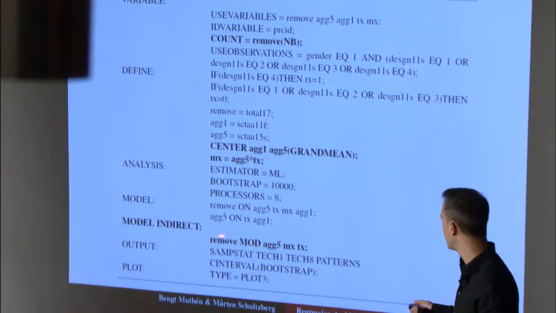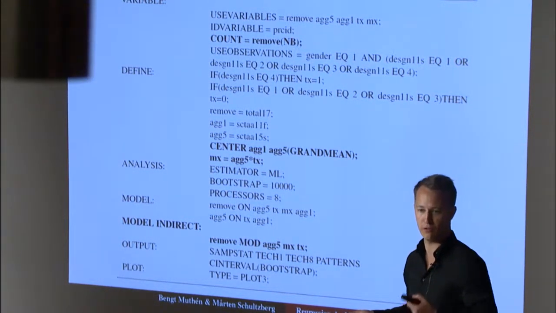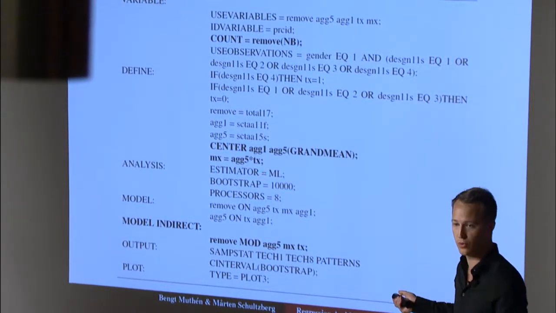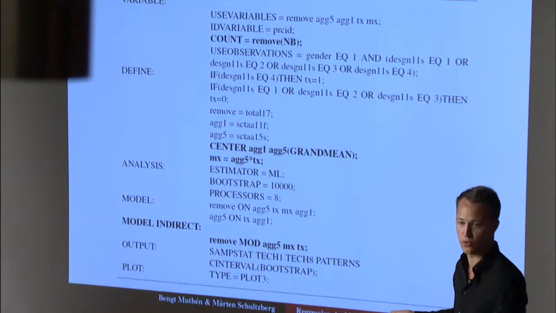So this will be evaluated at the value 0 of ag1. And if 0 is not a meaningful value, we can center the variable, and the effects will be evaluated at the mean of ag1 instead, which makes more sense in this case.